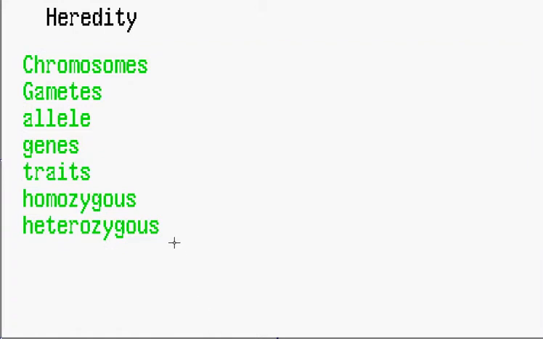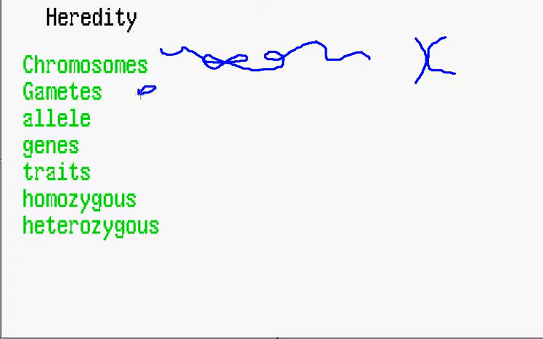Chromosomes, we remember, are structures of DNA found in the nucleus. If we draw a picture of a chromosome here, this is a chromosome, winding up like that. Then we have a duplicated chromosome here. And so those are what chromosomes look like. Gametes are sex cells. They are what we use to sexually reproduce. Those are the sperm and the egg.